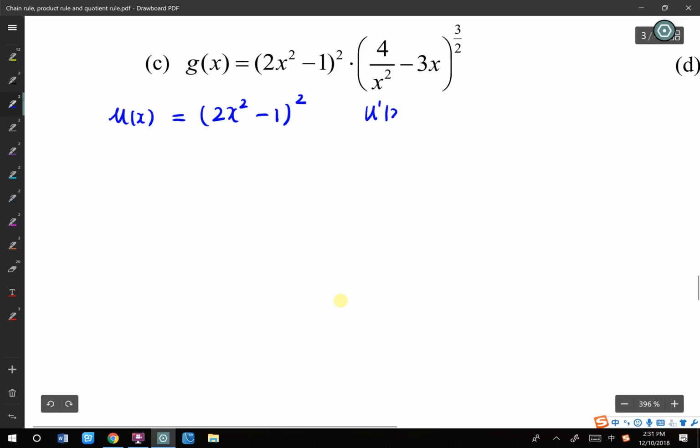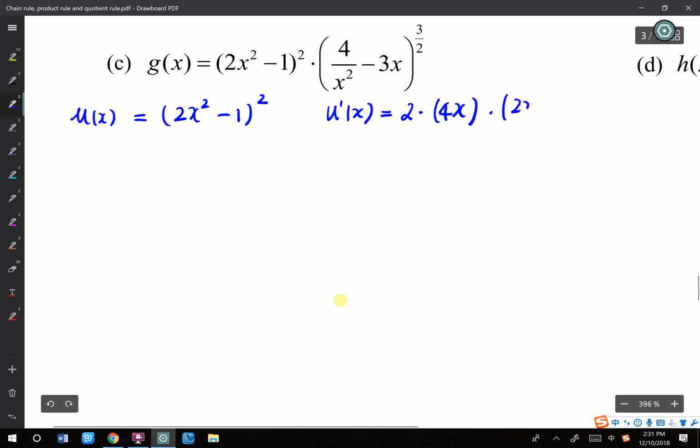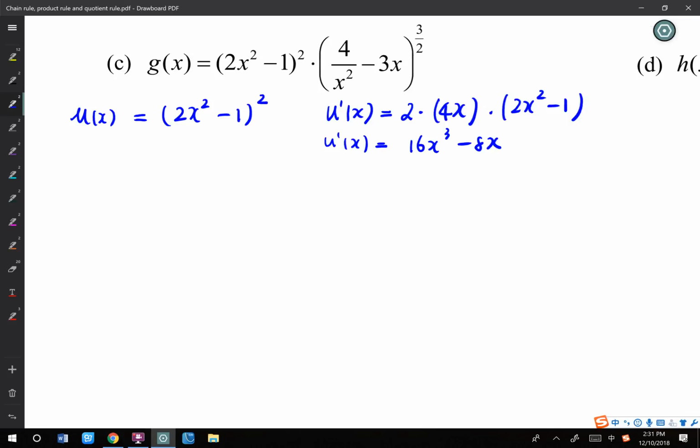At the same time, I can work out u dash x. u dash x is two times 4x, okay, derivative of the inside, times (2x squared minus 1) to the power of 1. And we can rearrange it. That's 8x times (2x squared minus 1), so 16x cubed minus 8x. Okay, so that's the first one.